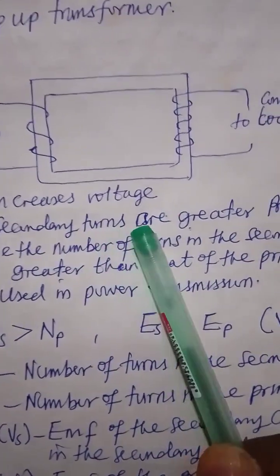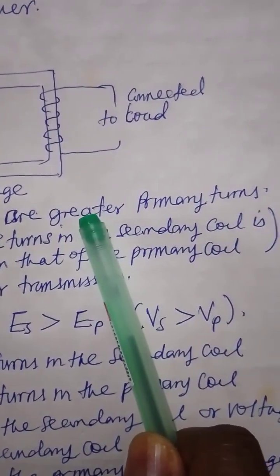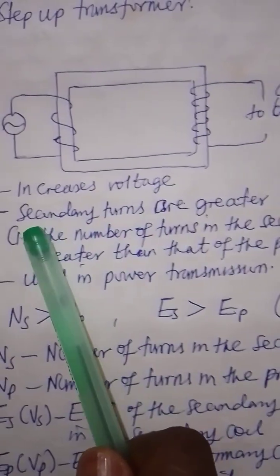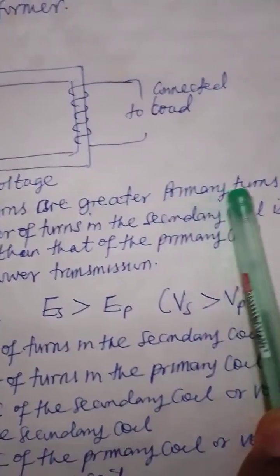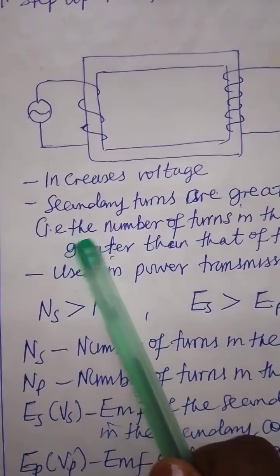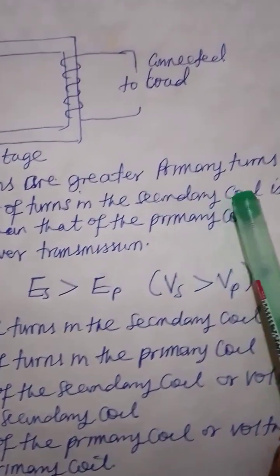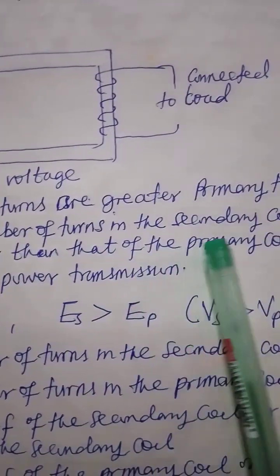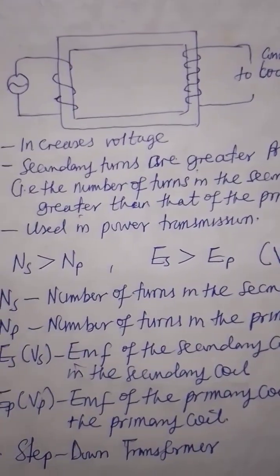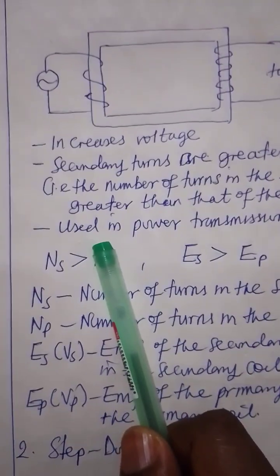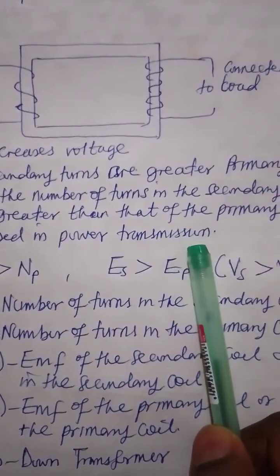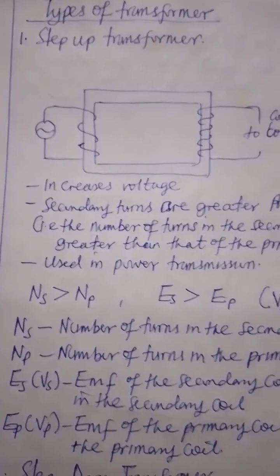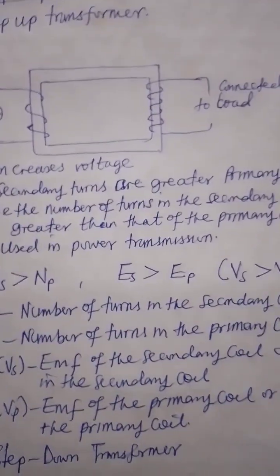The secondary turns are greater than the primary turns. So the secondary turns are greater than the primary turns. That is, the number of turns in the secondary coil is greater than that of the primary coil. It is used in power transmission. This type of transformer cannot be used in home appliances. It can only be used in power transmission.